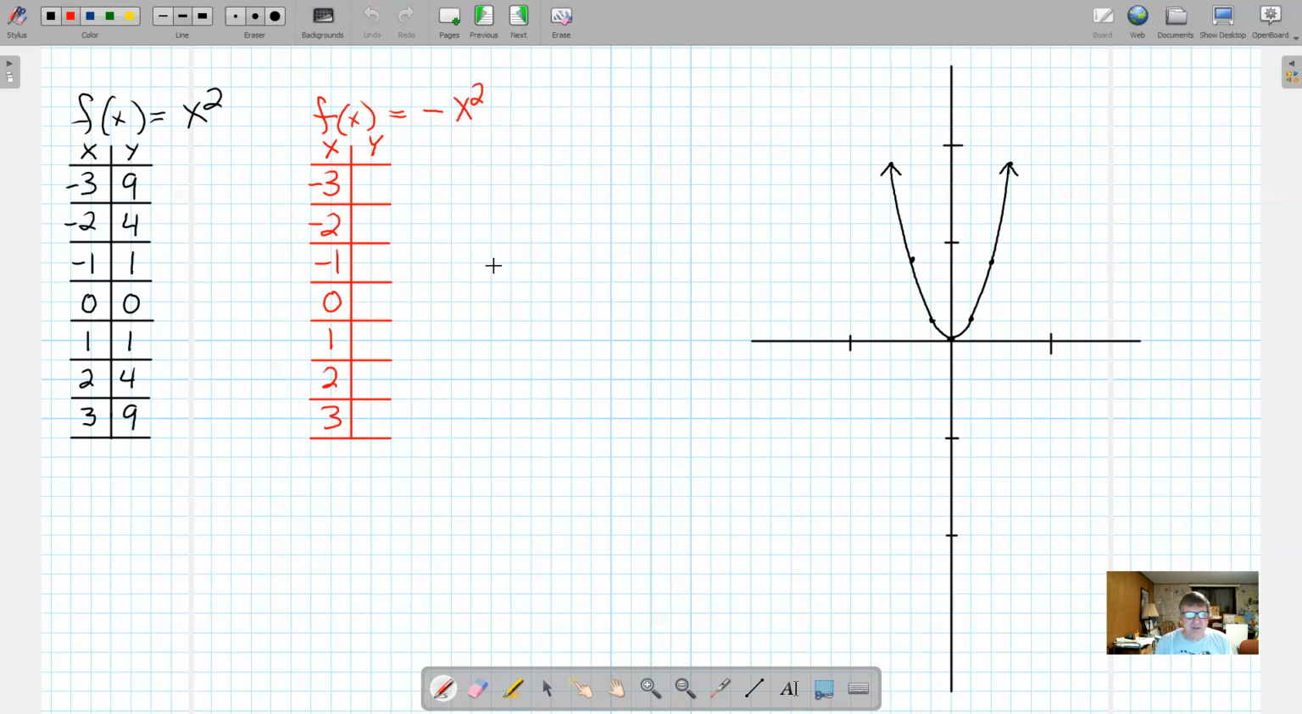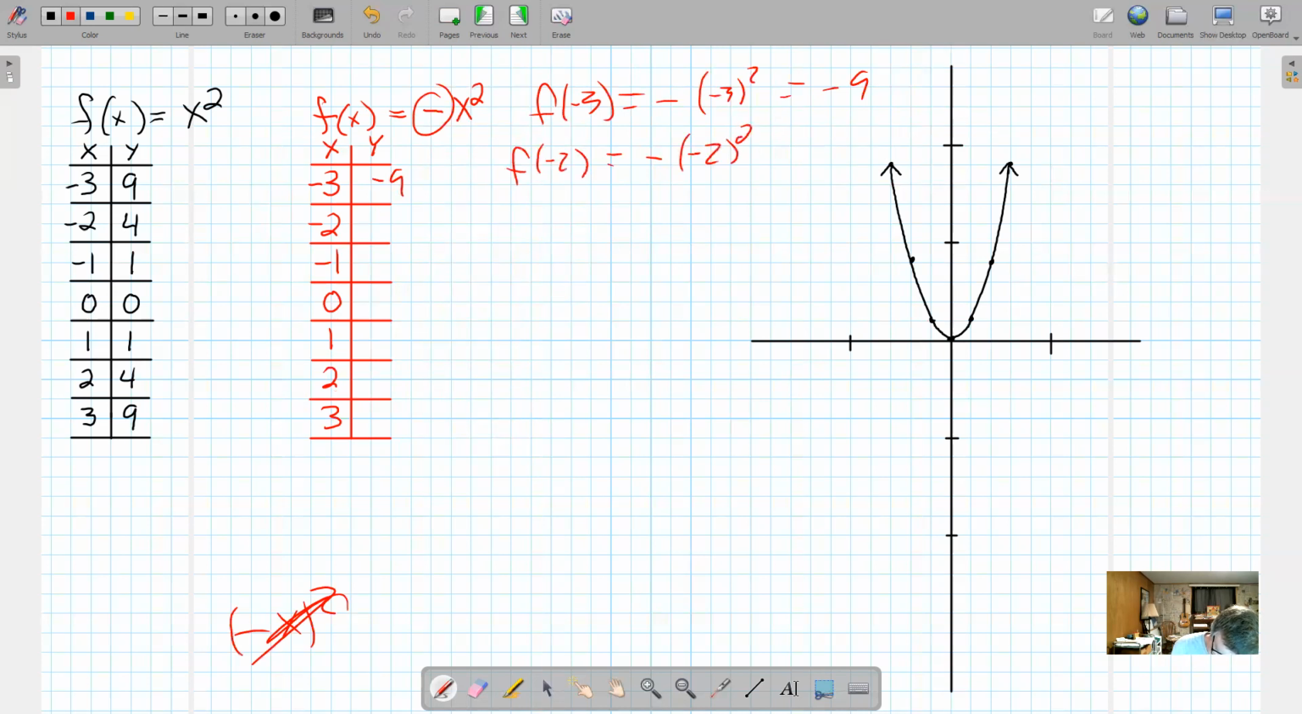Oh, let's put a negative sign in front of the x squared. Now, keep in mind that negative sign right here is not part of the base. It's x squared. It's not negative x squared. If it was going to be negative x squared, we'd have to write it like that. Okay? So f of negative 3 is going to be negative times negative 3 squared, which is negative times 9, or negative 9. F of negative 2 is going to be negative times negative 2 squared, which is negative times 4, or negative 4. Well, can you see what's happening? It's just going to negate all of the y values.